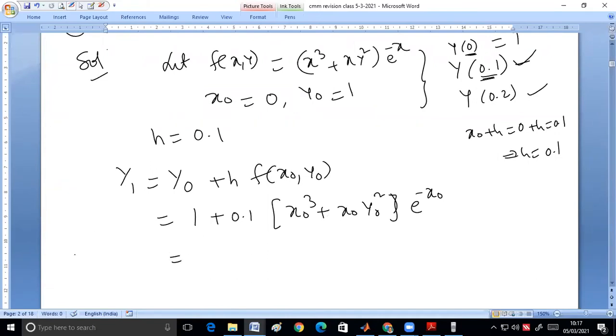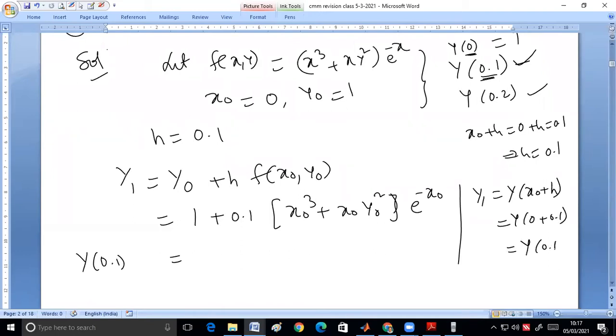y1 is nothing but y of 0.1. I will write here, y1 is nothing but y of x naught plus h. x naught is 0, h is 0.1, so directly you will get y of 0.1. So y of 0.1 is this one. Just substitute all these values. x naught equals 0. Now this is 0, this is also 0. e power 0 is 1. Directly you will get 1.